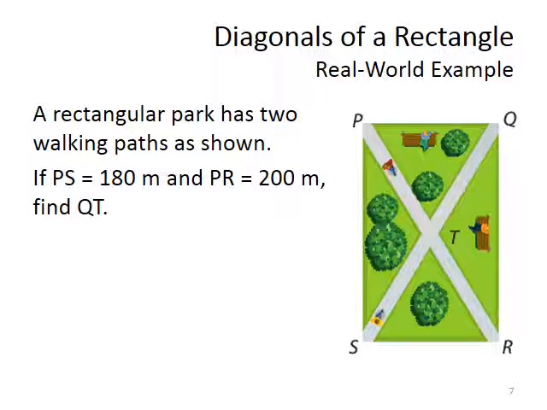Now that we know properties that make a parallelogram a rectangle specifically, let's do a couple of problems where we apply those properties. So here we have a rectangular park. Oh, it's a perfect rectangle. Imagine that. And there are two walking paths. We know that PS is 180 meters. That's one side of the rectangular park. And we know that path PR, this whole walking path, is 200 meters.